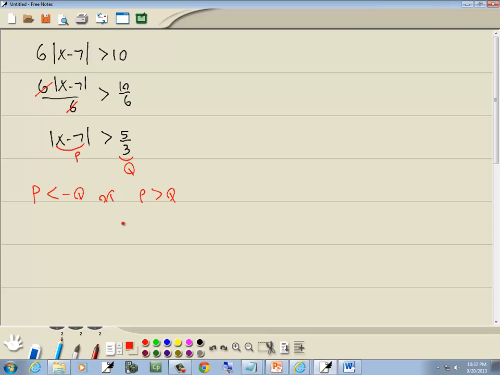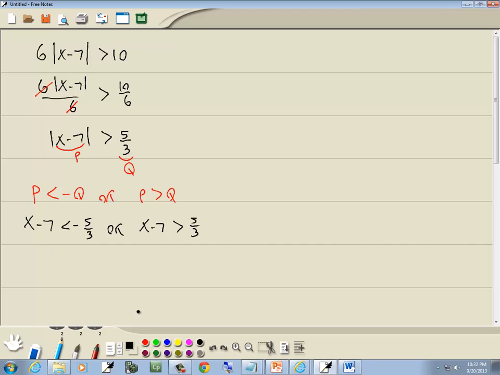Now everywhere we have a p, we'll plug in x minus 7, and everywhere we have a q, we'll plug in 5/3. So we got x minus 7 is less than negative 5/3, or x minus 7 is greater than positive 5/3. Now we want to solve for x. Probably the easiest way to solve for x here is to take the negative 7 over. But I'm going to follow my 4 steps for solving linear inequalities.